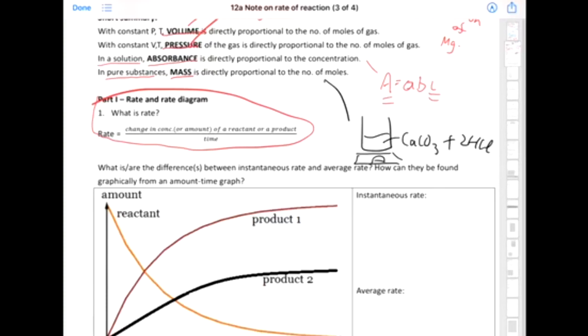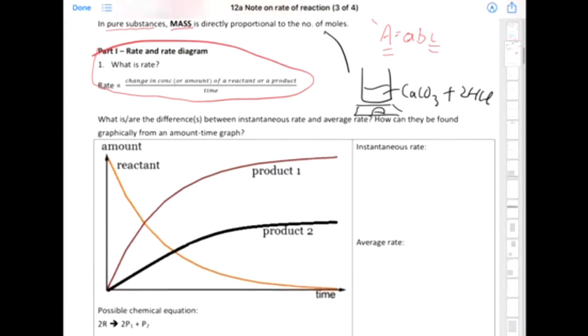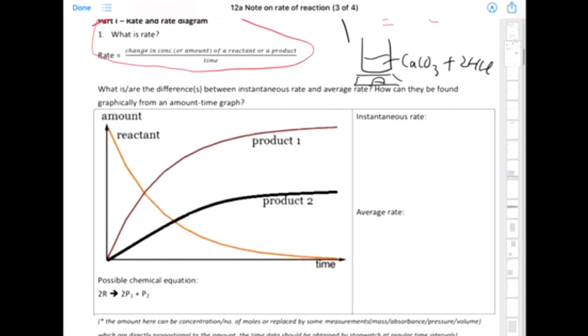Let's move on to our major concern. The first topic I would like to talk about is called the rate graph. After you get the amount of the substances, say for example the reactant or the product, and the time taken, you can plot this kind of graph.